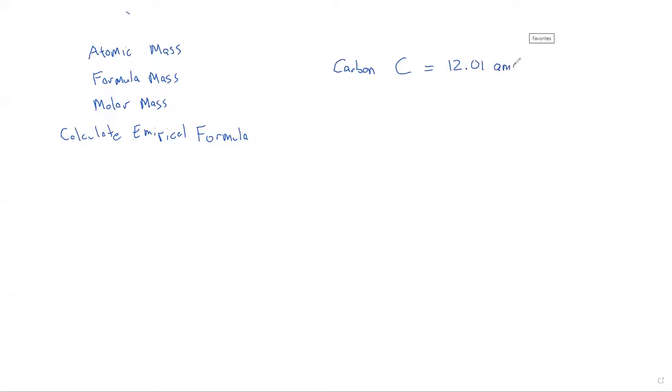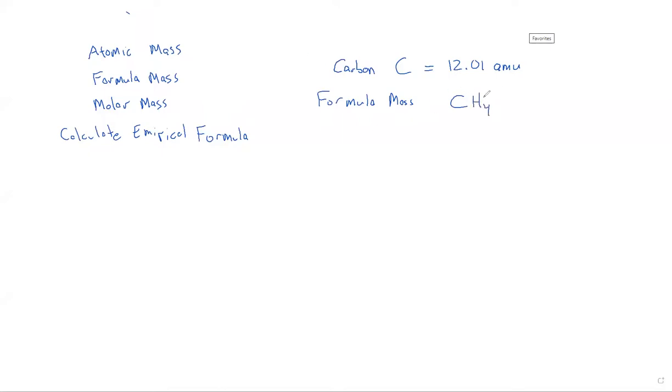atomic mass units. So the formula mass would be for a compound. Let's do a formula mass for, how about, I was going to do water. Let's do methane. Formula mass for CH3.